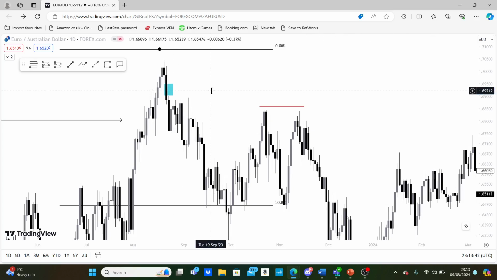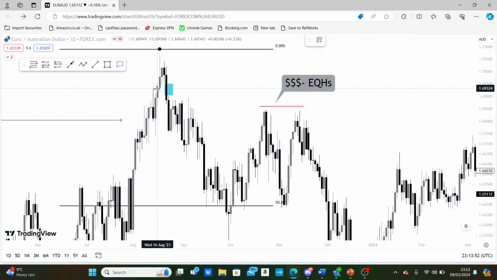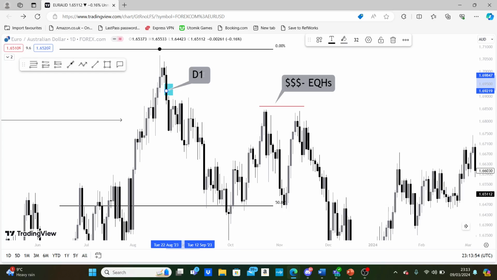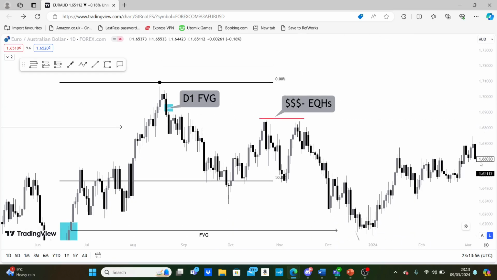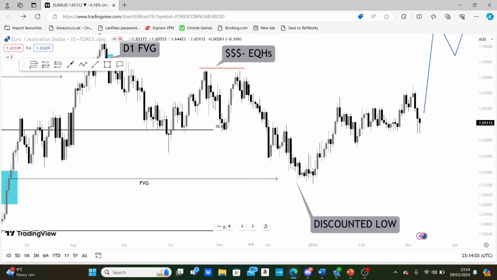As traders and analysts, you want to understand where are the liquidity pools. In this case, on Euro AUD, we see them over here. So the liquidity pools in the form of equal highs have been produced. And we have a fair value gap just over here on the daily, right? So we have a daily fair value gap. We have 2 reasons to look for higher prices based off inefficiencies and equal highs and buy side liquidity.